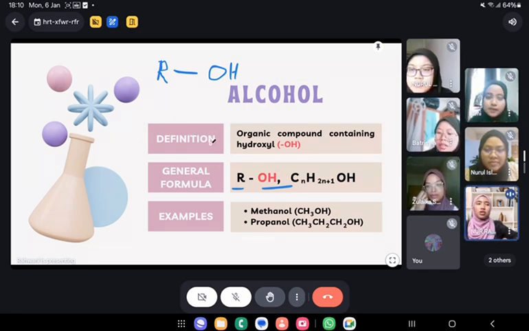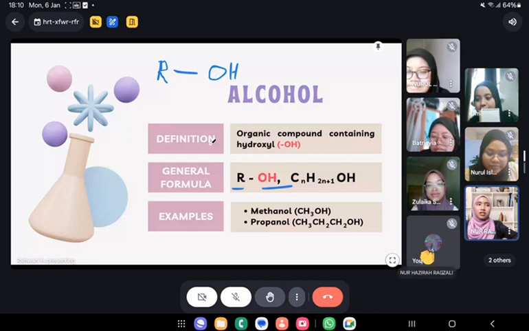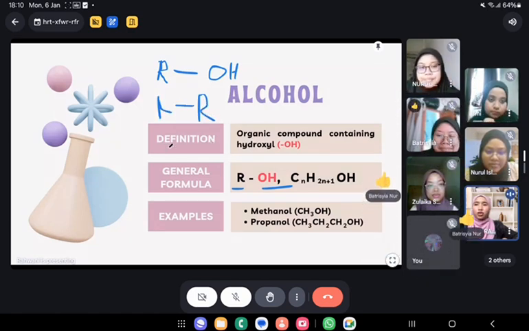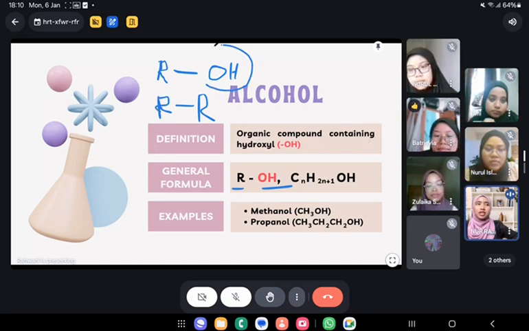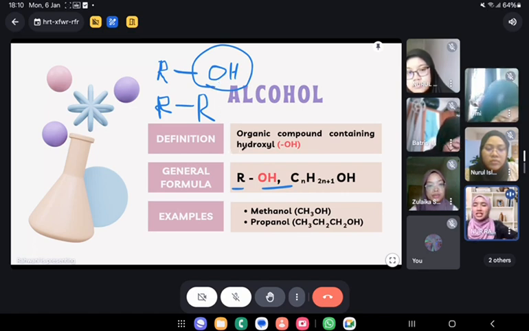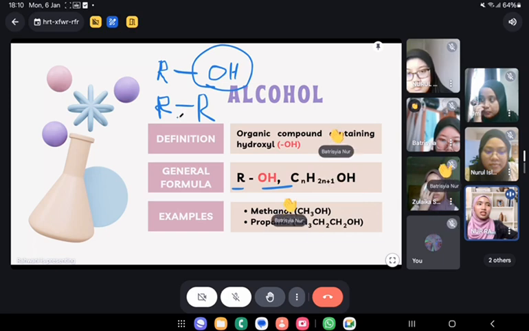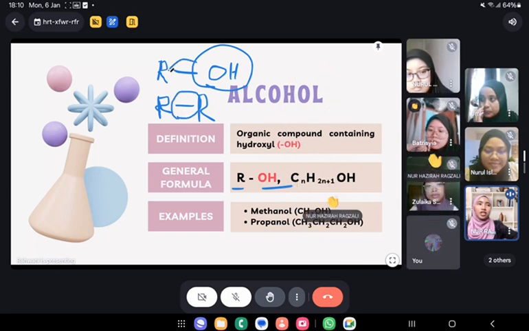So that is correct. For the alkane group, the alkyl will be attached to the alkyl group. Meanwhile, for the alcohol, the end of the carbon chain will be attached to the hydroxyl group, which is the OH. Now, what about the similarities? Can I have Nurul Islamiza? Yes, miss. The similarity is both only have one bond. Alright, thank you Nurul Islamiza. So that is correct. Both alcohol and the alkane group are only attached with one bond.